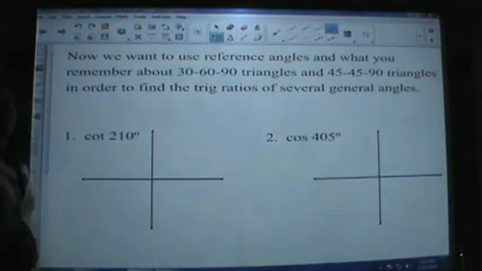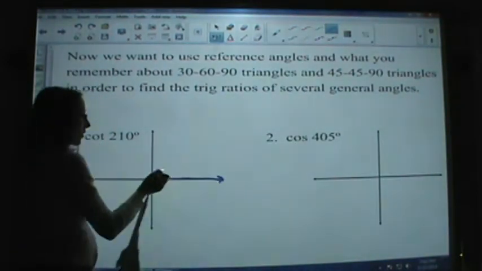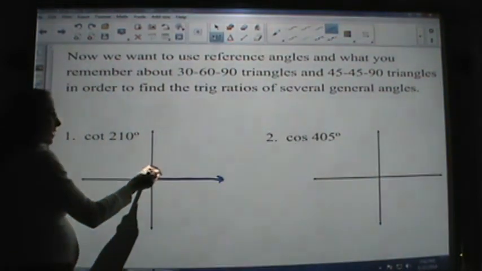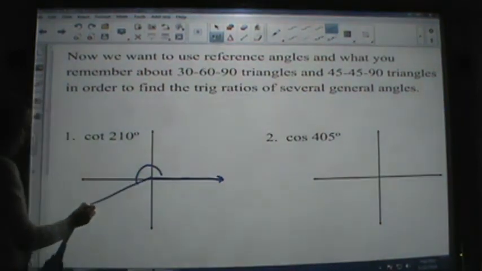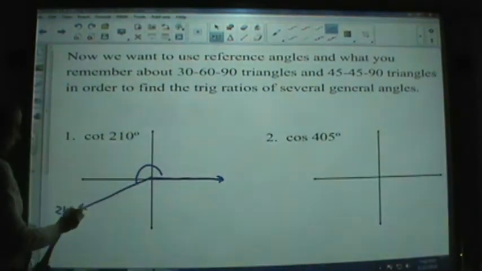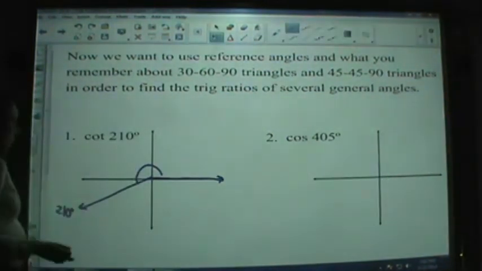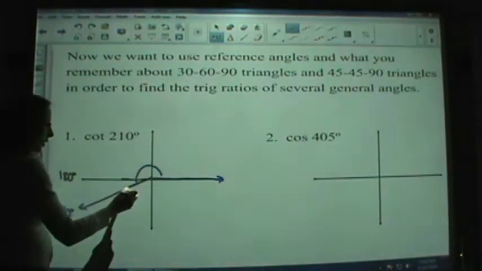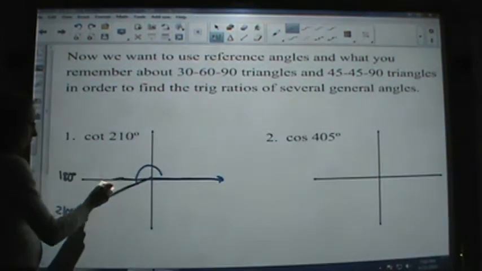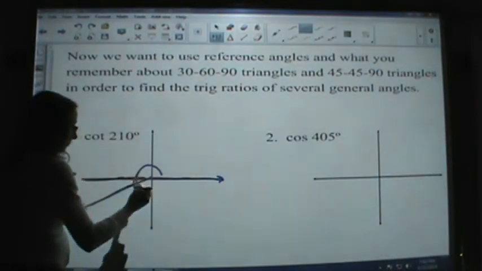So, first move, draw the angle. 210 degrees is positive, so I'm going to open up. I'm going to go past 90 and past 180, but not that far past 180, because 210 isn't all that far past 180. How far past 180 is it? The reference angle is a 30-degree reference angle. It's 30 degrees past 180.